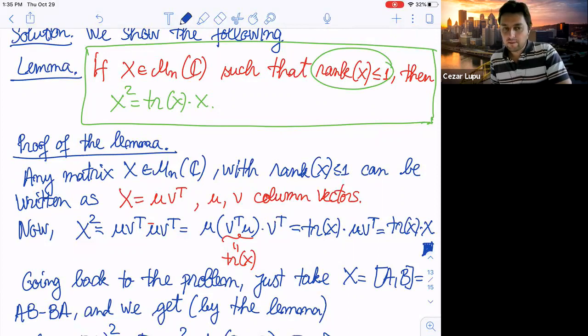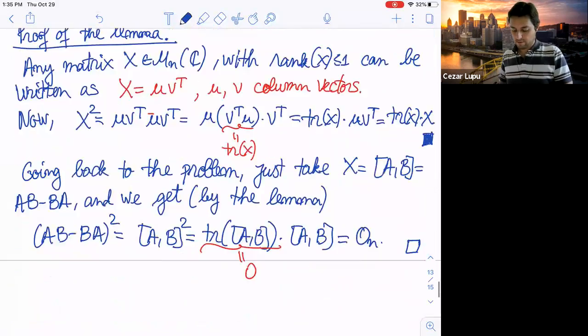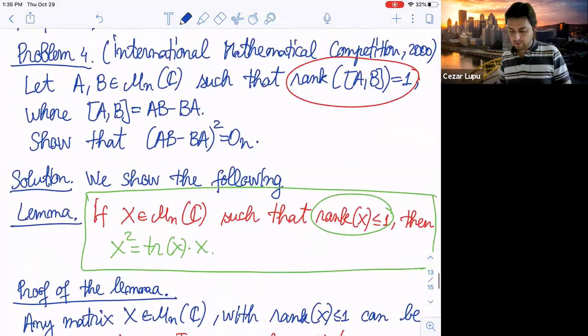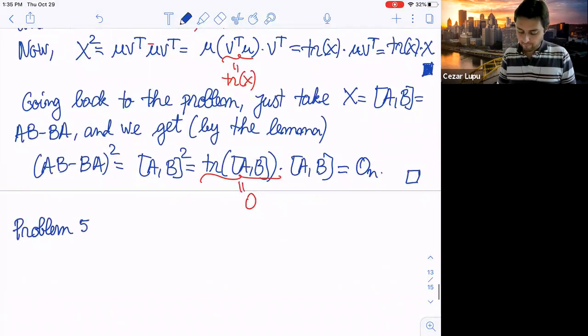All right, now I'd like to do another problem using the rank of a matrix, and I think I gave you this inequality of Sylvester. So problem number 3, I think it is. Number 5, sorry. I think this was some kind of Romanian Olympiad anyway.